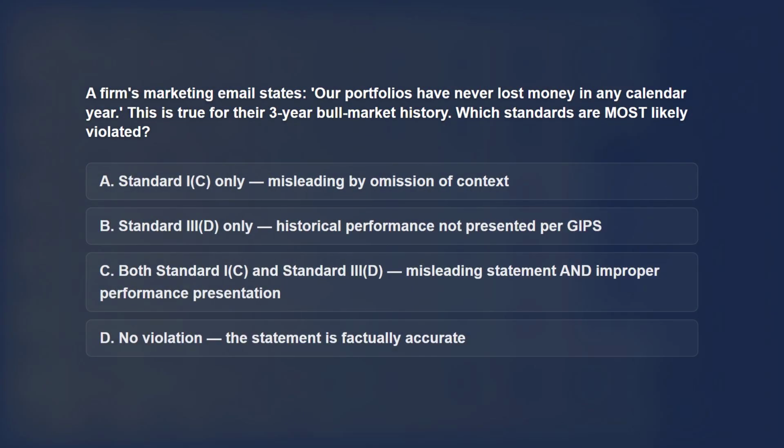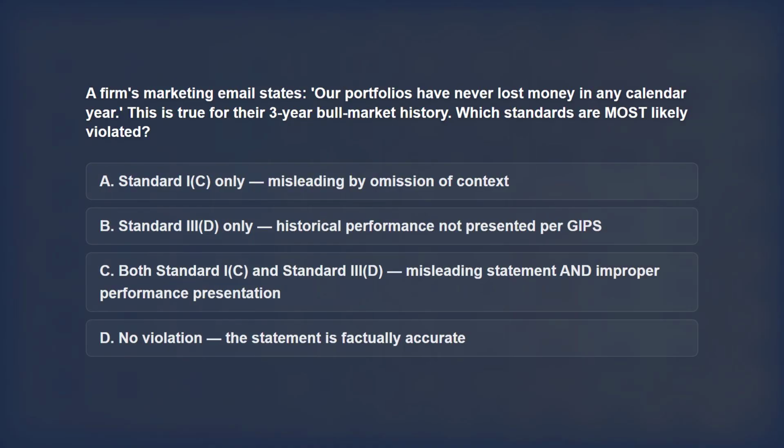Exam question 4. The true but misleading statement. A financial advisor sends a marketing email stating, "Our portfolios have never lost money in any calendar year." This is factually true for the 3-year period since the firm was founded, during which markets were broadly positive. Which standards are most likely violated?